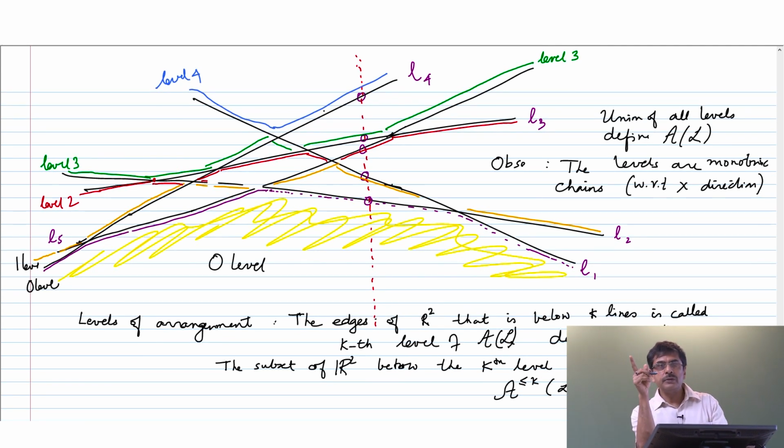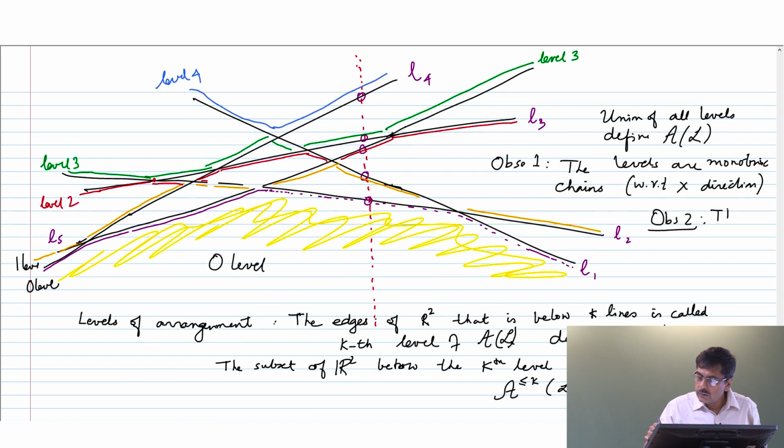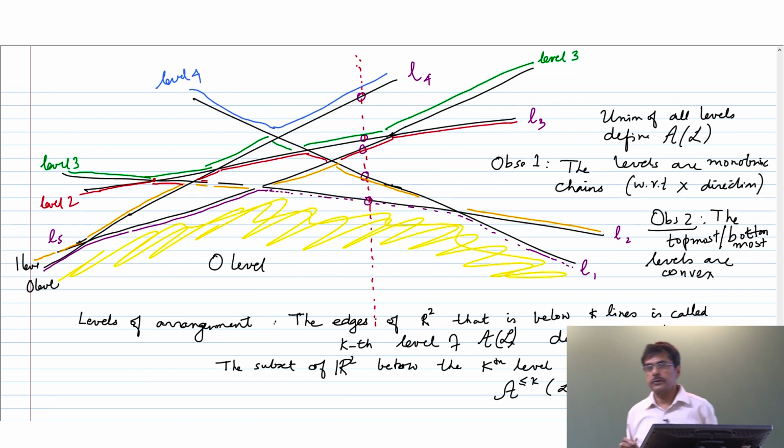Yeah, exactly. So the topmost and the bottommost levels are convex. Okay. Well, strictly speaking, one is concave, one is convex, but let's use the term convex. So this is observation 1 and observation 2 is the topmost and bottommost chains. So not only they are monotonic, but they are also convex.